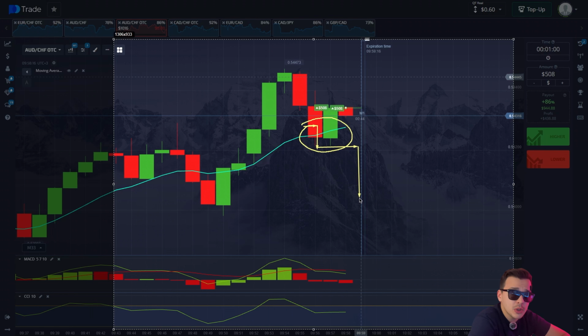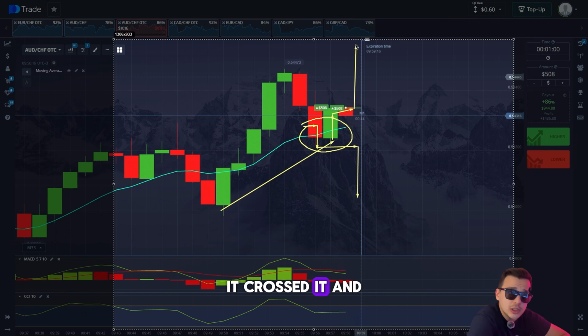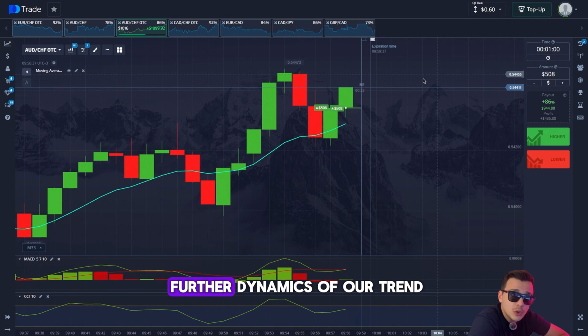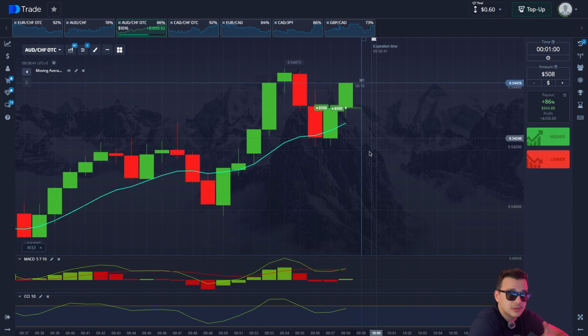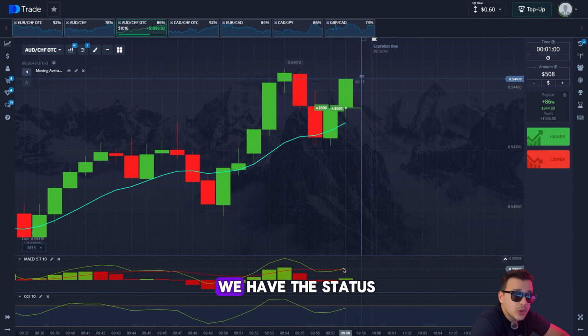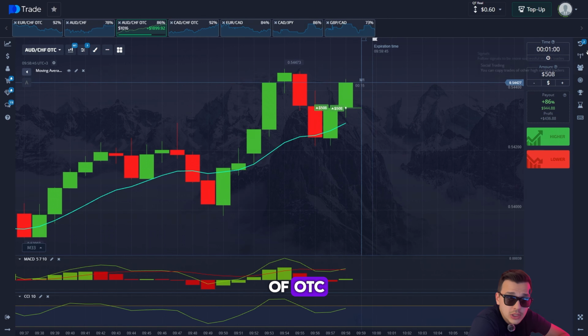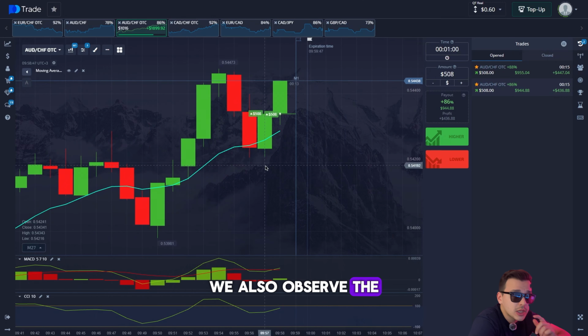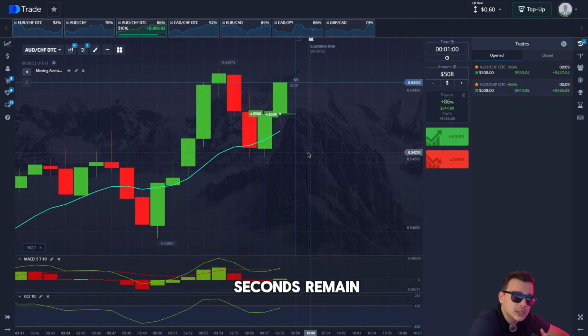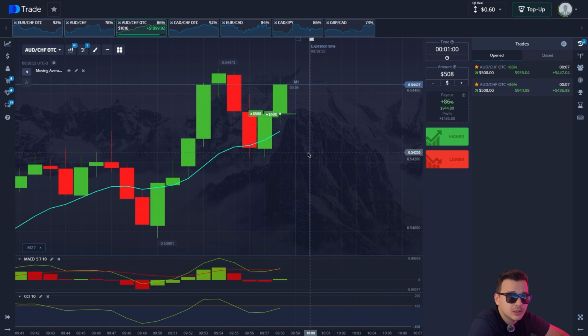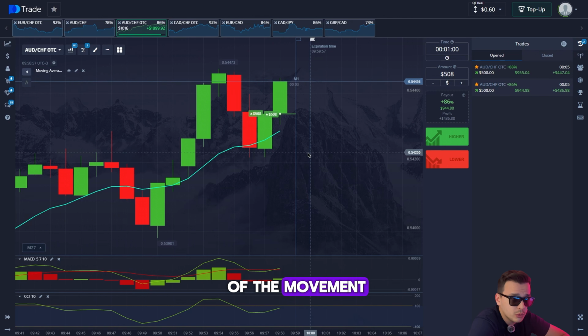Further, the dynamics of movement didn't go down. A green candle appeared once again and crossed it. And I think the further dynamics of our trend is likely to follow that trend, because the currency pair has the status of OTC. We also observe the crossing of the MACD from the bottom to top. In general, approximately 15 seconds remain. We watch the dynamics of the movement.